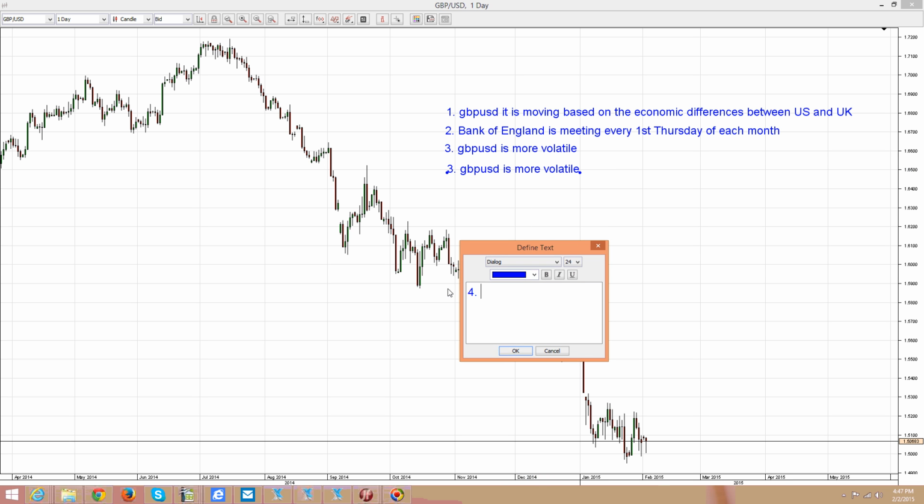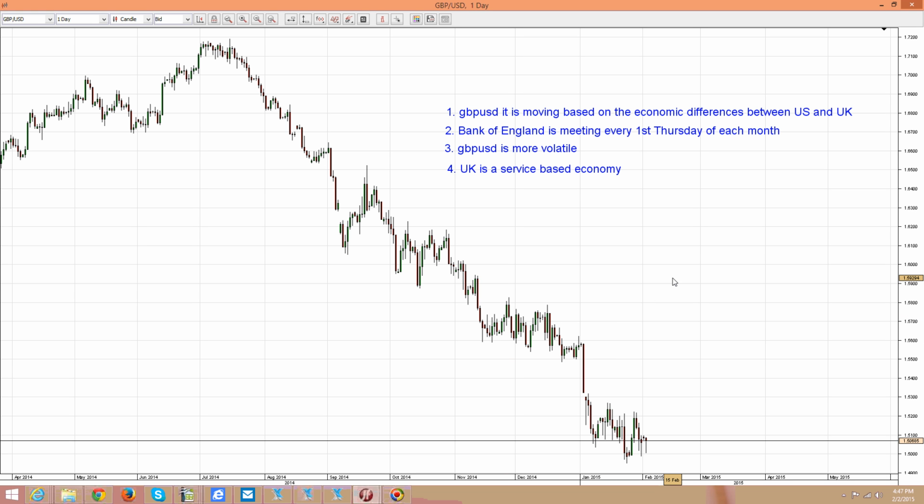Number 4, UK is a service-based economy. So if the PMI manufacturing comes lower than expectation, but then PMI services come beating the expectations, I will stay with the services, because that will have real roots in the UK GDP.